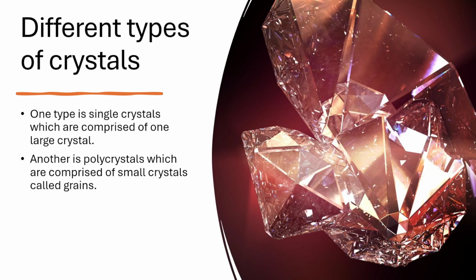There are also two main types of crystals that exist. There are single crystals, which are comprised of just one large crystal. These crystals are oftentimes used in simpler applications compared to polycrystals. Polycrystals are crystals that are comprised of many small crystals, also known as grains. These polycrystals can be used in many different types of scenarios due to their wide range of properties.